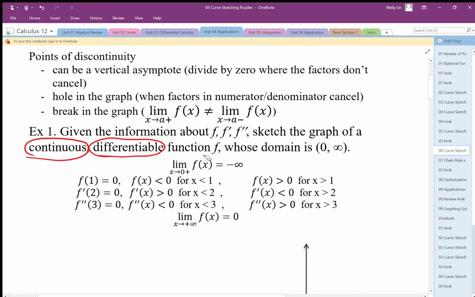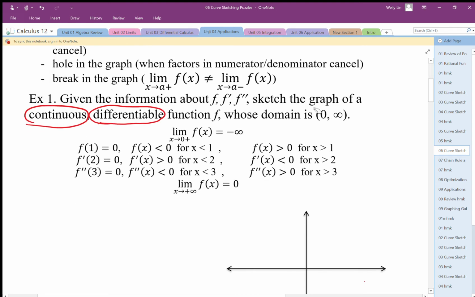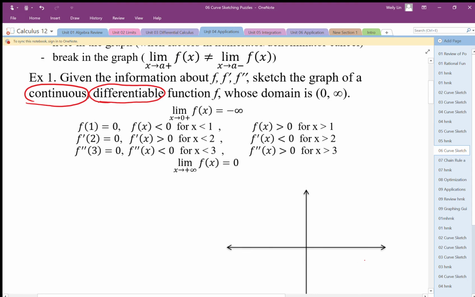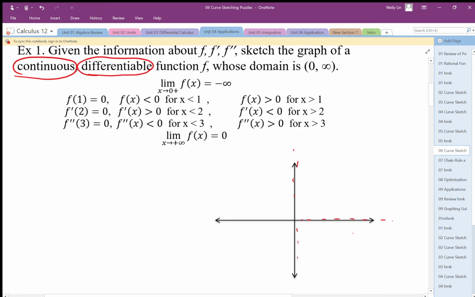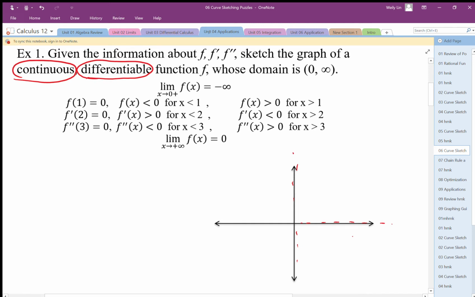So we're looking at some of the limits here. The limit as x goes to 0 from the positive side goes to negative infinity. So especially when we put it together with the domain, it looks like there's a vertical asymptote at 0. It also tells you as x goes to positive infinity, f of x comes down to 0. So it looks like there's a horizontal asymptote in here as well. So I'm just going to draw in the horizontal asymptote here and a vertical asymptote in here. Okay, so looking at the table information, it tells you some more information.